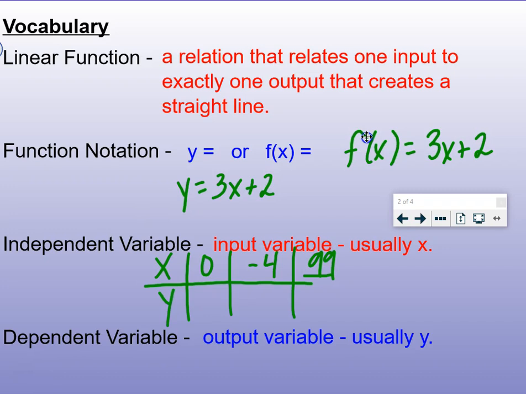So the dependent variable is your output variable. It's what you get out of your function, and that's usually y. Or up here in this case, it could be f of x.